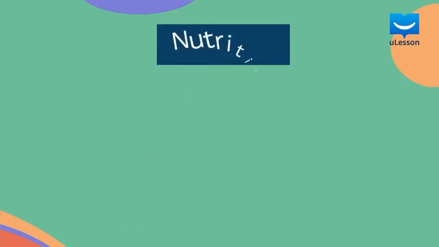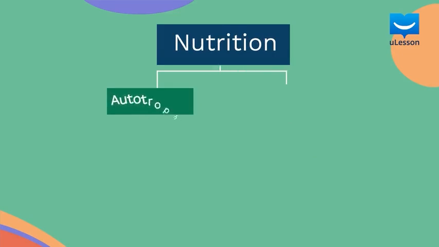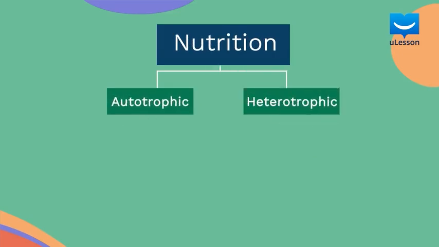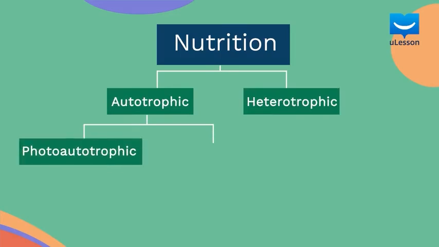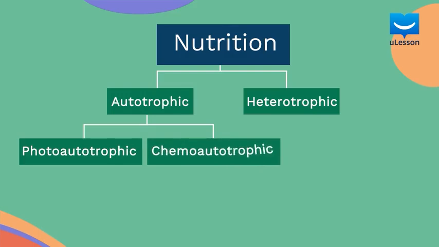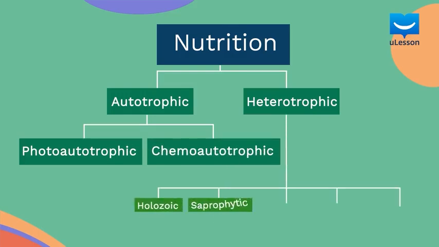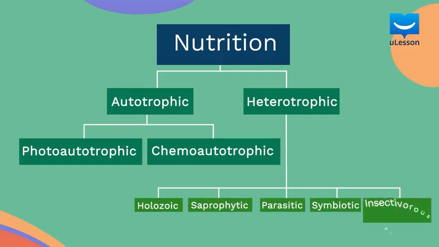We have learned that living organisms obtain their food through two different modes, autotrophic and heterotrophic nutrition. We also learned that autotrophic mode of nutrition can either be photoautotrophic, like a photosynthetic green plant, or chemoautotrophic, like the chemosynthetic bacteria. Finally, we learned that the heterotrophic nutrition is subdivided into holozoic nutrition, saprophytic nutrition, parasitic nutrition, symbiotic nutrition, and insectivorous plants.